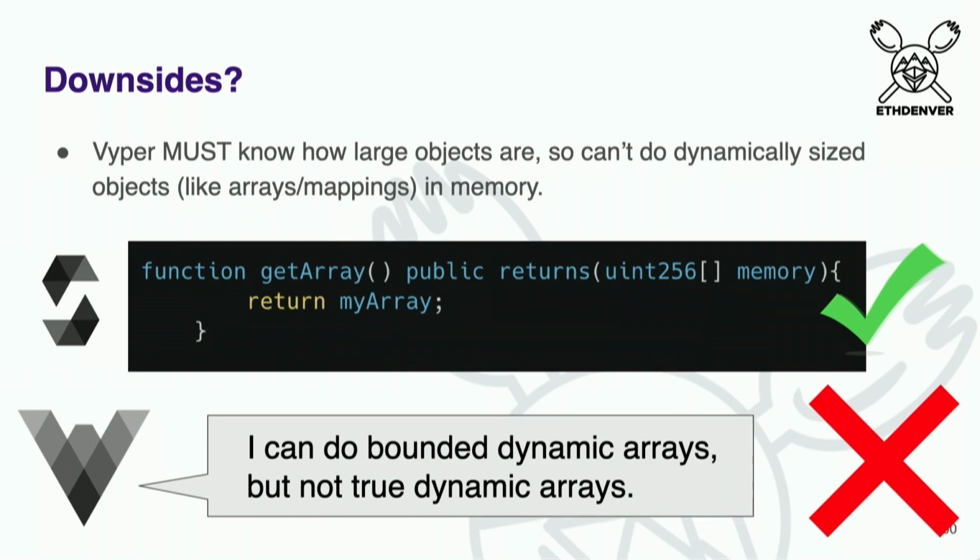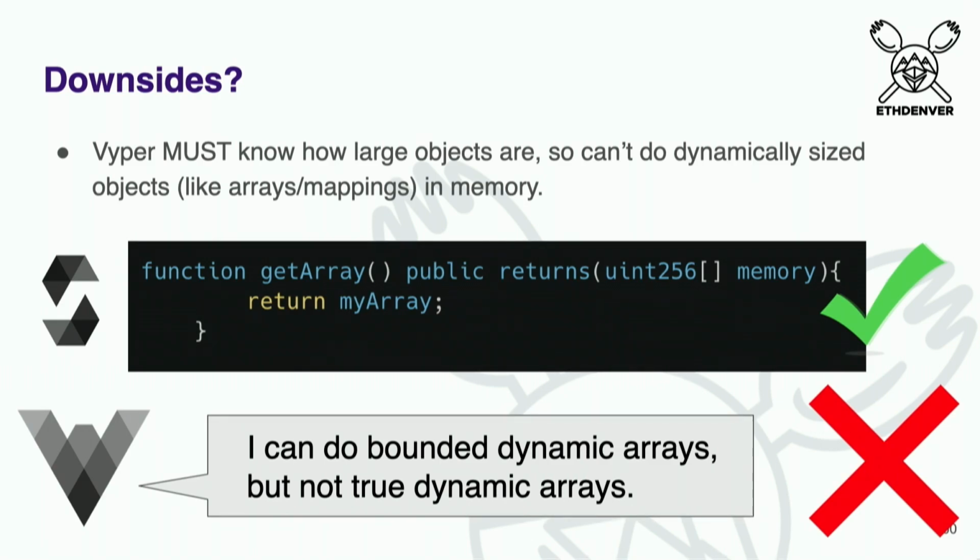Vyper needs to know how big everything is to put it in memory, right? If it doesn't know how big it is, it can't say, okay, uint256 goes in spot 0 if the uint256 could be a uint 2 million, because it would override, right? It needs to know exactly how big each one of these lumps of data is. So what it can't do is actually stick dynamically sized objects in memory.